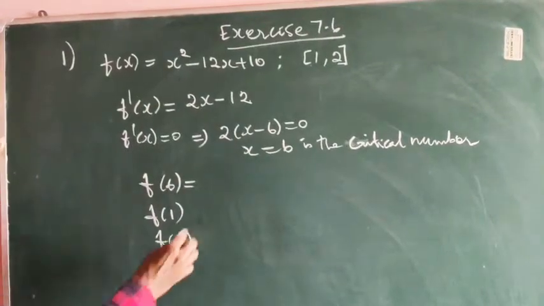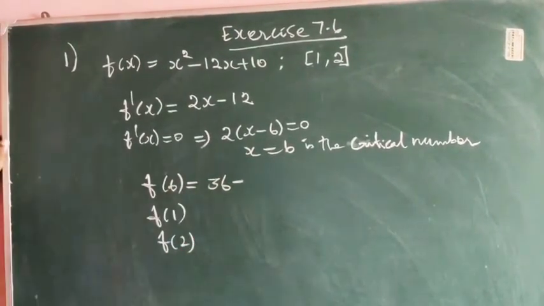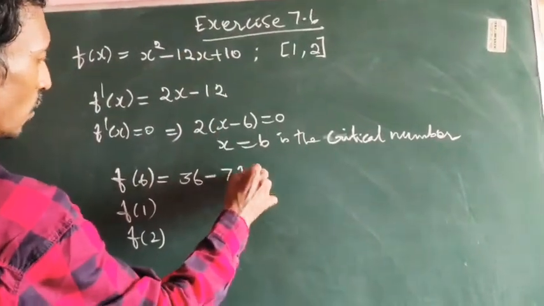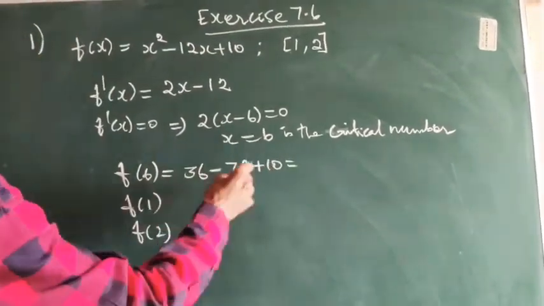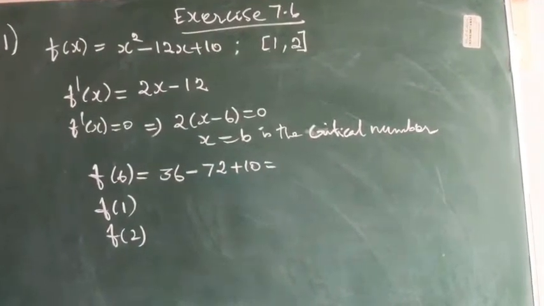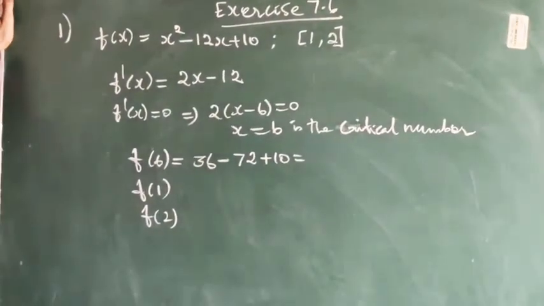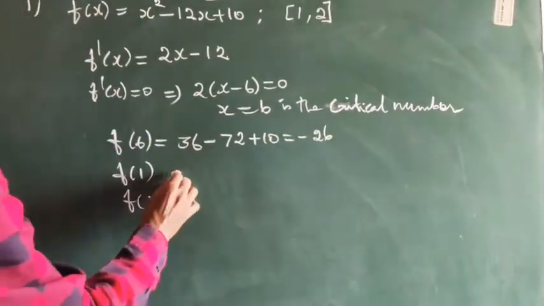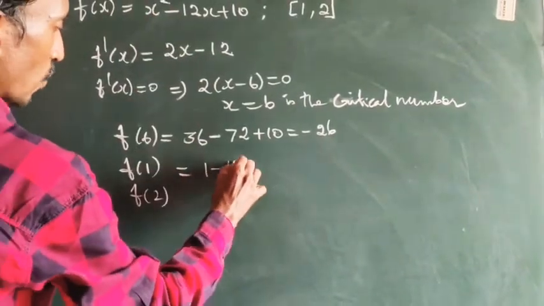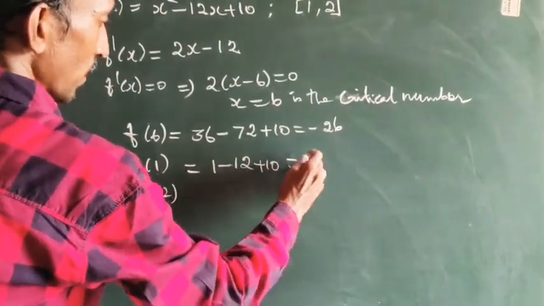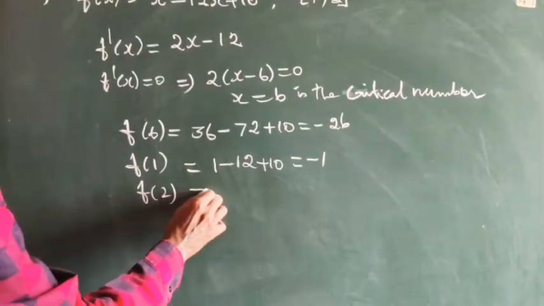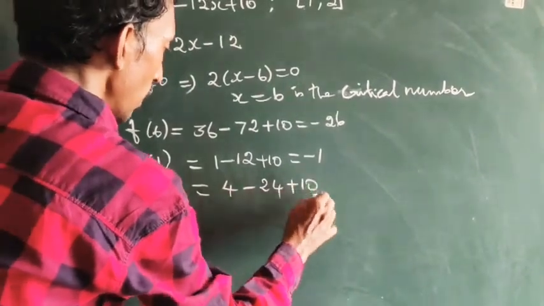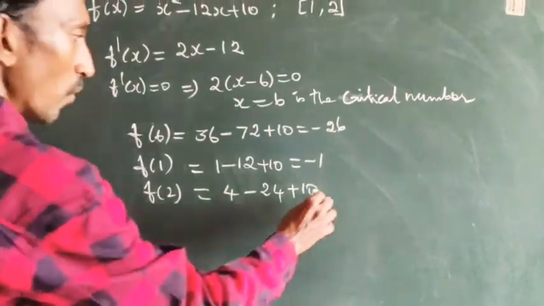Put x equal to 6: 36 minus, 6 12s are 72, plus 10. So 46 minus 72, what we are getting, minus 26. Put x equal to 1: 1 minus 12 plus 10, so 11 minus 12 is minus 1. And put x equal to 2: 4 minus 24 plus 10, so 14 minus 24, minus 10.